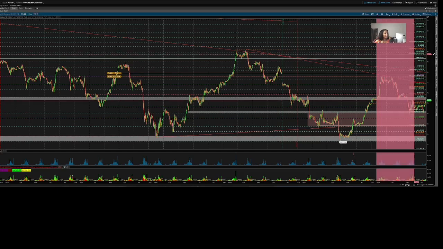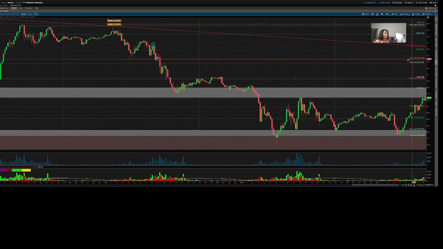On the 15-minute, we've already had a pretty much a run up. However, this will count as like a retest candle. So depending on how this 15-minute candle closes and then the next one breaks out, that will determine if we're going to respect this resistance and do a move back down.